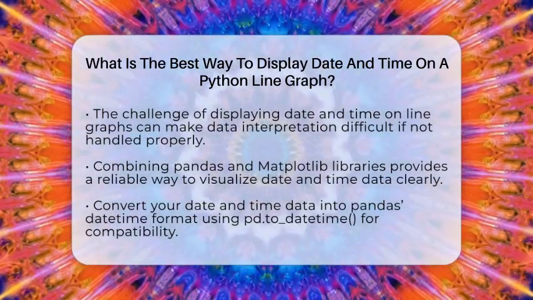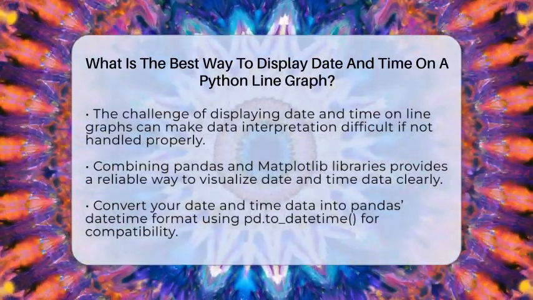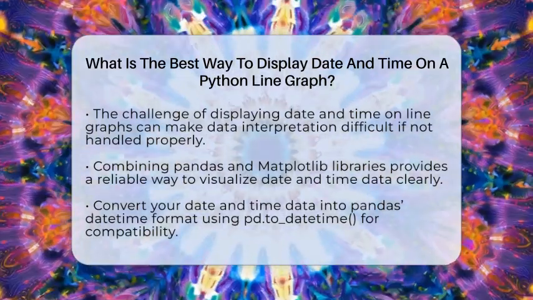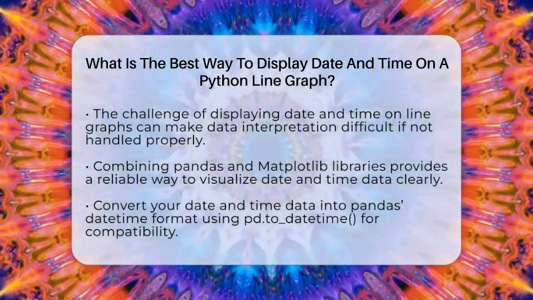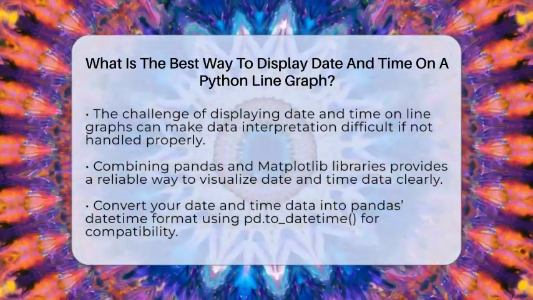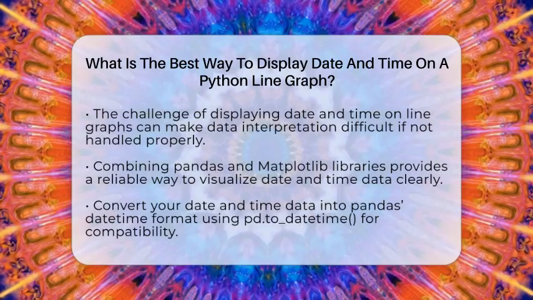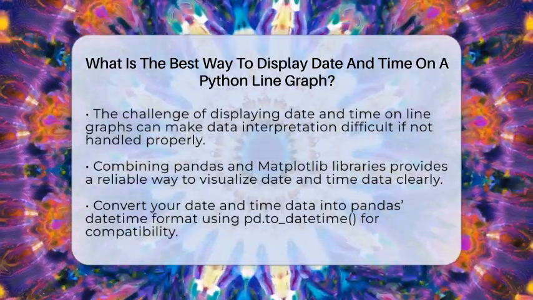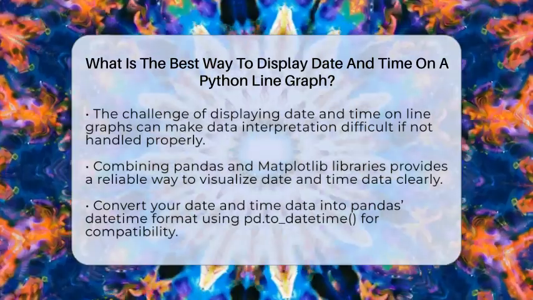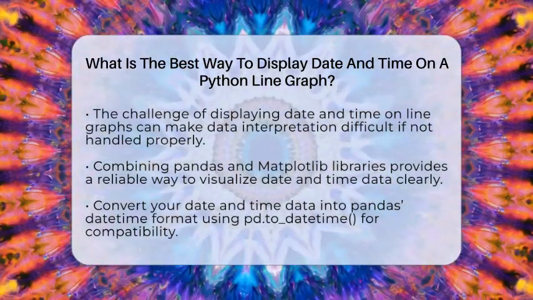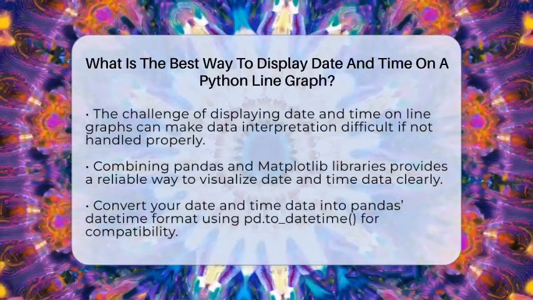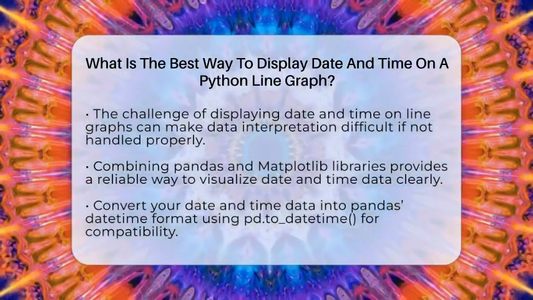Well, the secret lies in using the right tools and techniques that work smoothly with date and time information. The most reliable method involves combining Pandas and Matplotlib, two powerful libraries in Python. First, you want to make sure your date and time data is in the Pandas datetime format. If your data is in strings or other formats, convert it with Pandas' datetime function. This step is important because Matplotlib recognizes Pandas datetime objects and can plot them correctly.